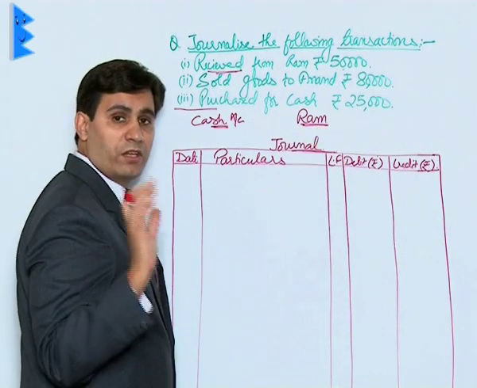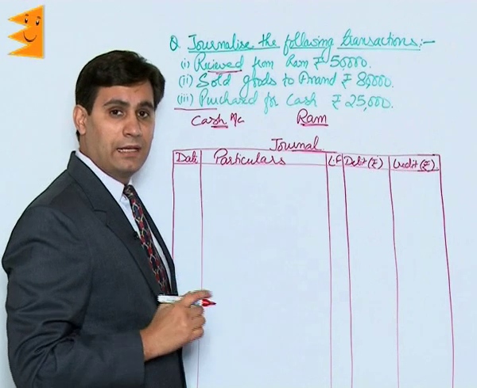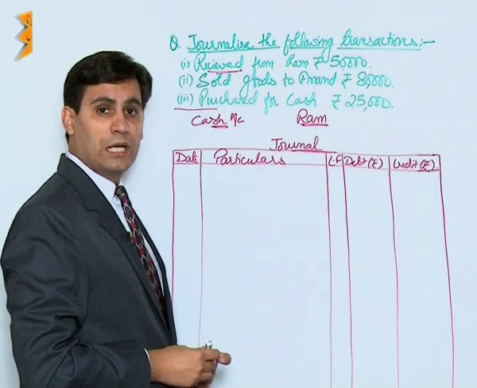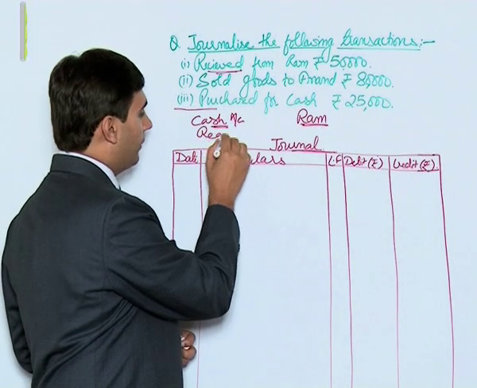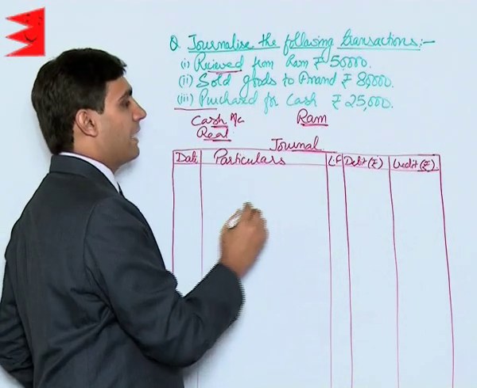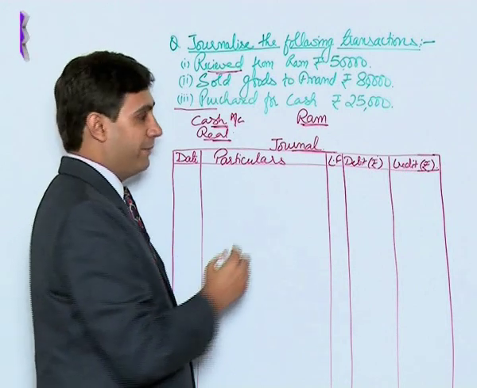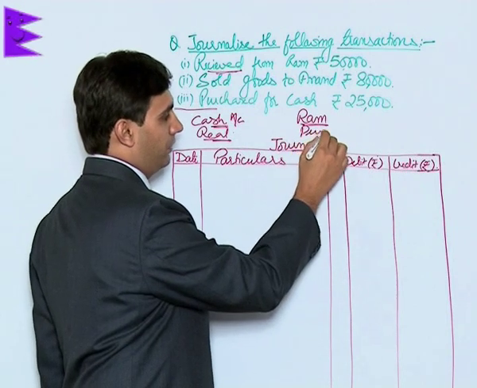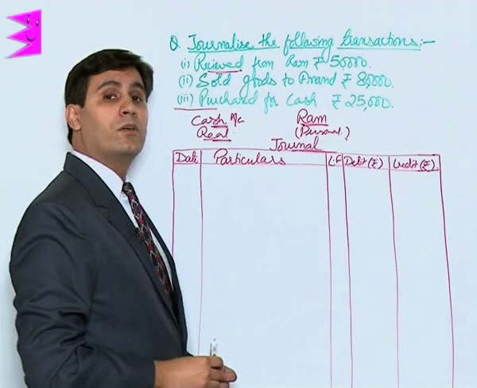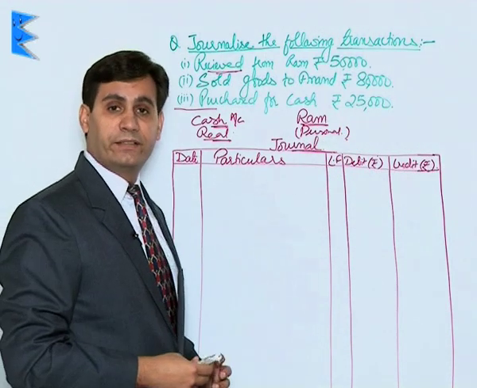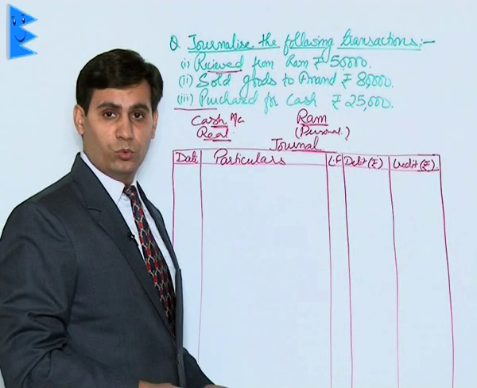Now students, we must understand and analyze what is the nature of these two accounts. Cash is an asset, so it is a real account. Whereas Ram, it involves a name, it is a personal account. Now let us understand whether they would be debited and credited through traditional rules.